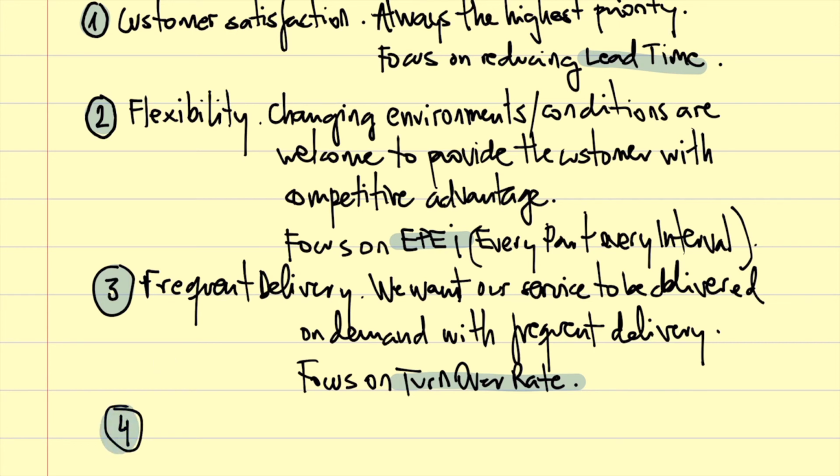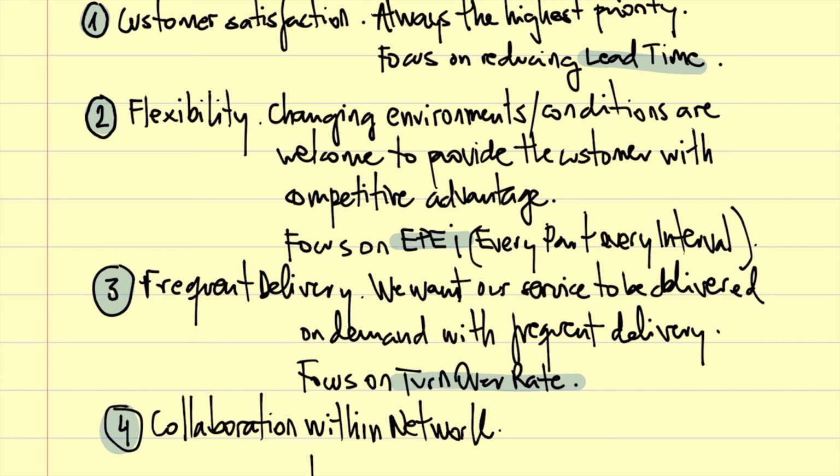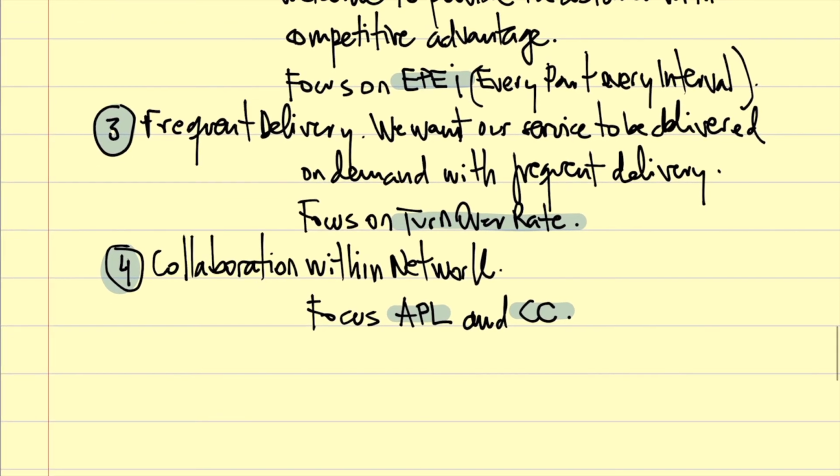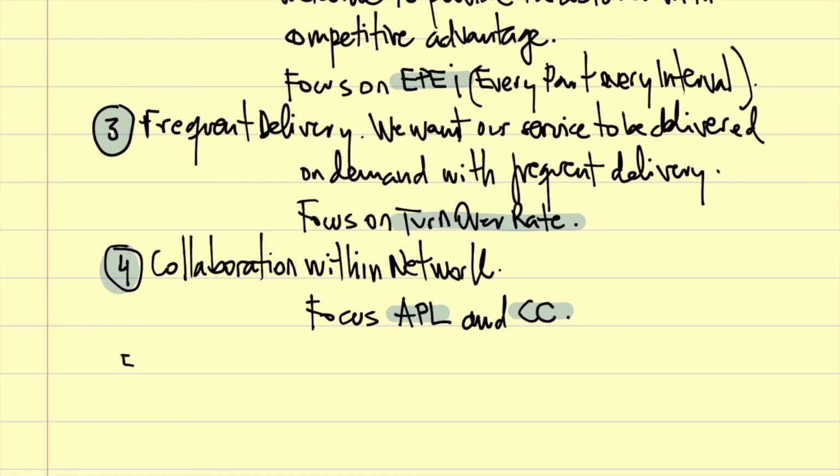So the next one is to focus on collaboration within the network. So here we focus on average path length and clustering coefficient. Okay, we know that these two KPIs, we have seen them in the past. So the fifth is we focus on the leadership framework.